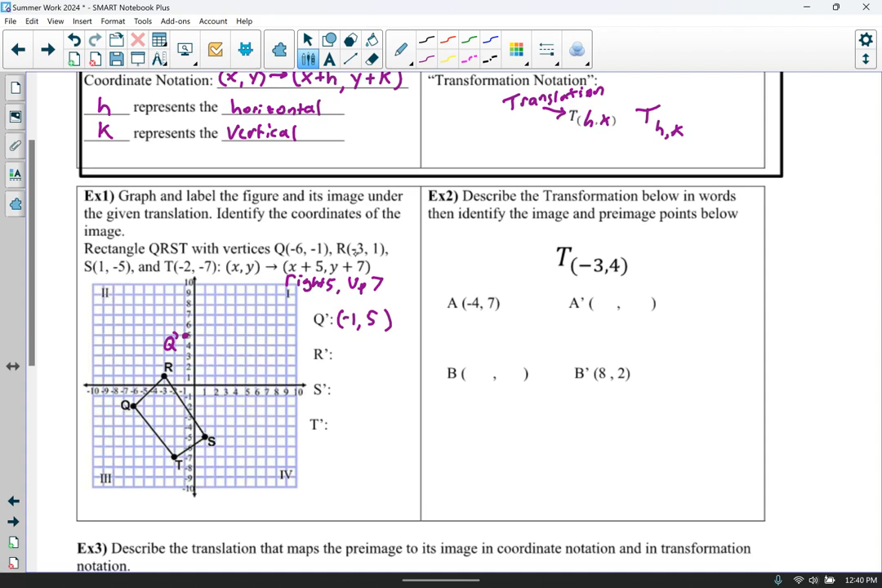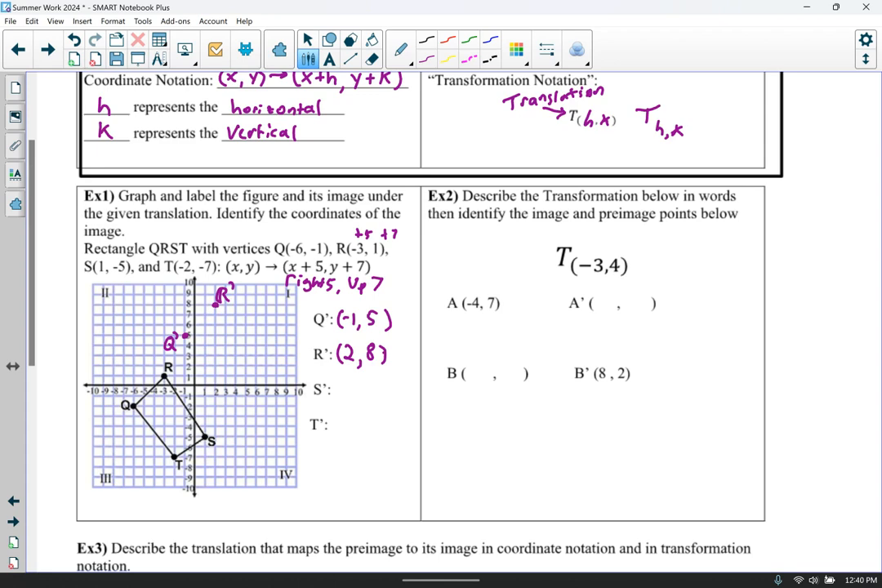So if I look at R, (-3, 1), if I add 5 to the x value, that's going to give me a +2, meaning that R prime is going to be located at an x coordinate of 2. And then I'm going to add 7 to the y value, which will make it 8, the ordered pair (2, 8). So then I can find it, (2, 8), and graph. And then label that R prime, right? So try either method, both methods, as you find the location of S prime and T prime.